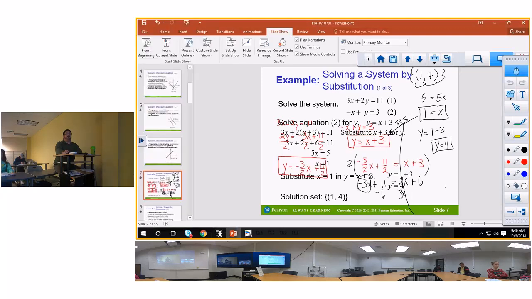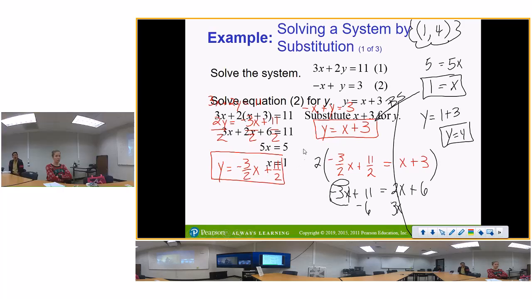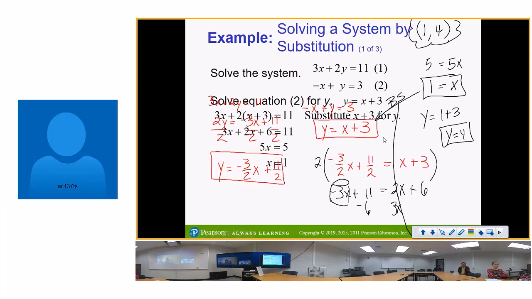And let's see what they got. And they solved for y just like I did. They got x is equal to 1 and they back substituted. And y is equal to 4. So that's how you do solving systems by graphing. Now, what if you had the same line or if you had parallel lines? Then you would get all real numbers or no solution respectively.